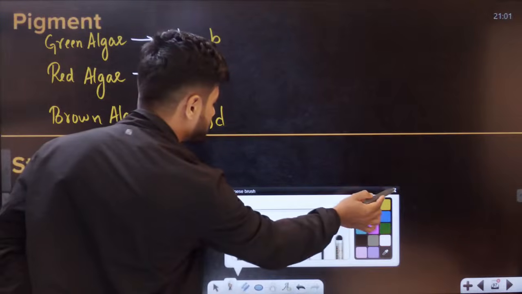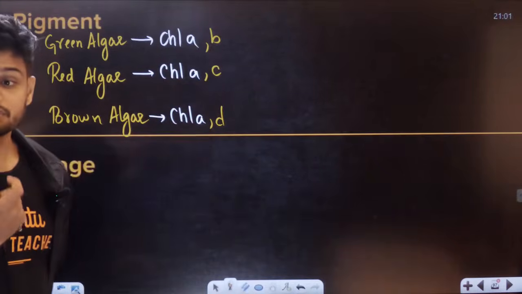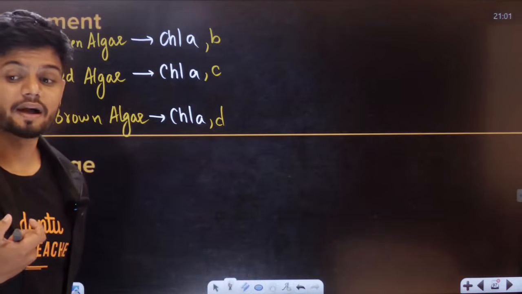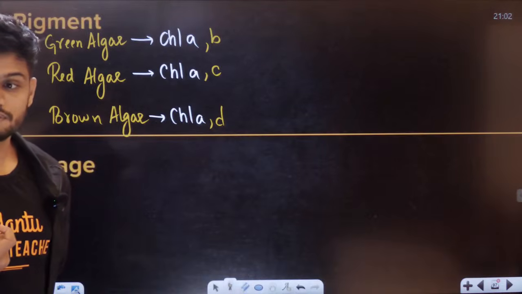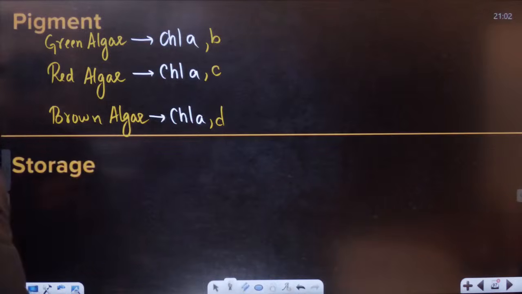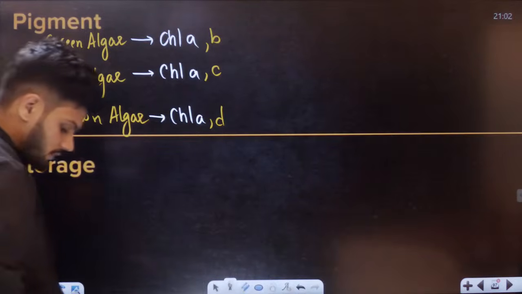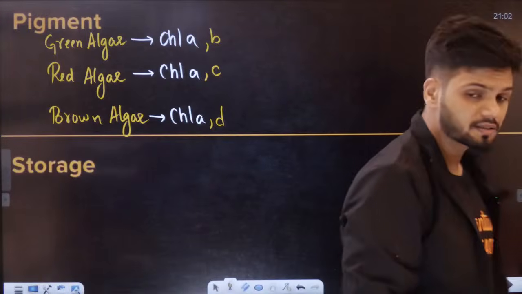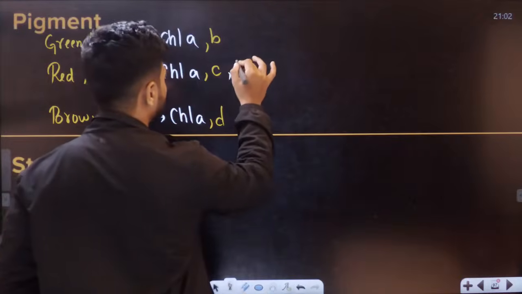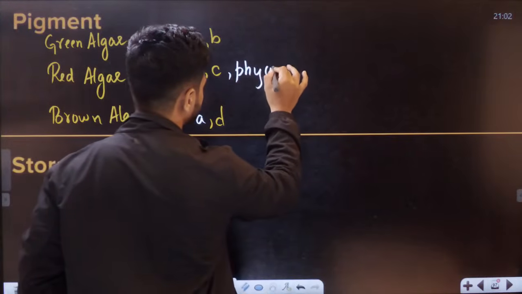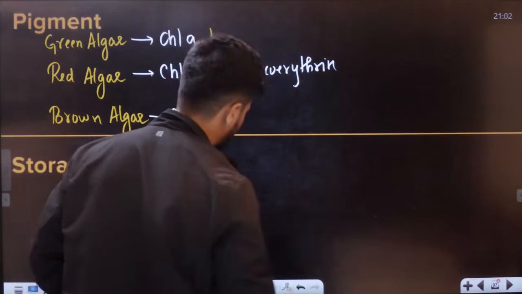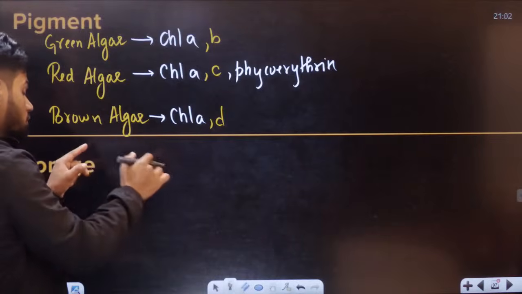Now students, red algae has a pigment for the redness. Can anyone tell me what the red pigment is called? It starts from phi. Students, anyone? Something called phyco, something with red. Phycoerythrin. So in the case of red algae, we have phycoerythrin. Now students, in brown algae, we have something called fucoxanthin actually.